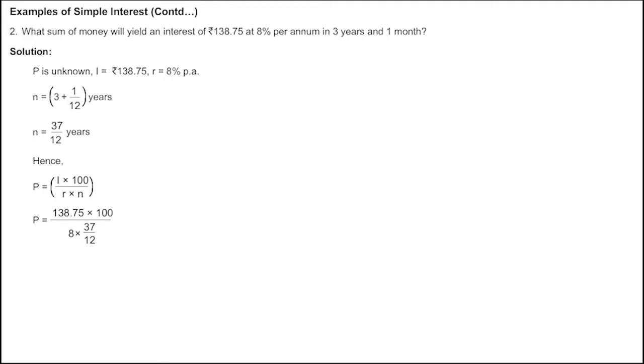138.75 into 100, that is your numerator, and the denominator R is given to us as 8%, so it will be 8 into 37 upon 12, which happens to be the value of N. We can take 37 upon 12, which is in the denominator, to the numerator, hence it will become 12 upon 37. So we have rupees 138.75 into 100 into 12 whole upon 8 into 37, which on simplification will give us rupees 562.50.